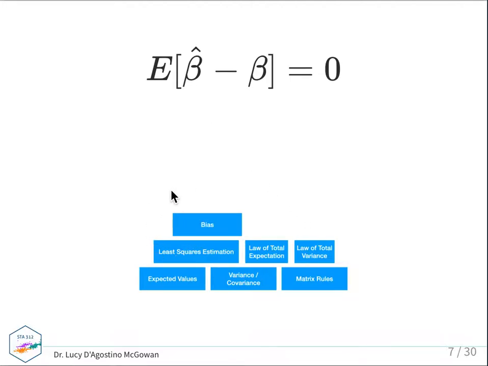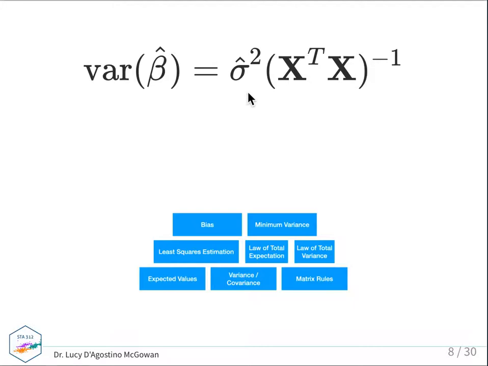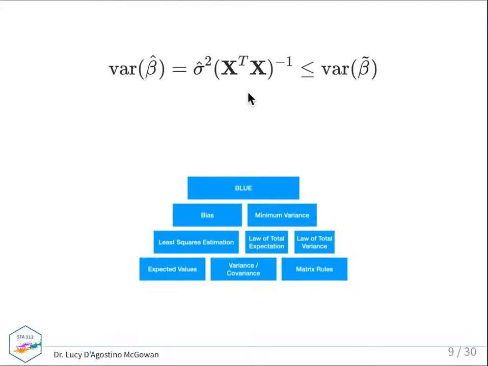Then we learned about bias. Bias is just the expectation of, in the case for beta, the expectation of beta hat minus beta. And we showed that that was equal to 0. And that's building up to showing that least squares is an unbiased estimator. And we also talked about minimum variance. In deriving the least squares variance estimator for beta hat, we were also able to show that that was the smallest variance of any linear unbiased estimator. And so this basically culminated in BLUE, which is that least squares estimation is the best linear unbiased estimator.